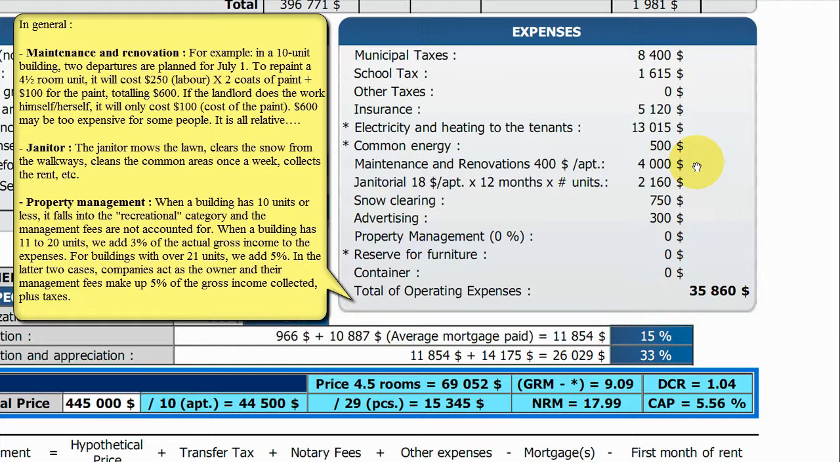To repaint a 4.5-room unit, it will cost $250 for labor times 2 coats of paint plus $100 for the paint, totaling $600. If the landlord does the work himself, it will only cost $100, the cost of the paint. $600 may be too expensive for some people.